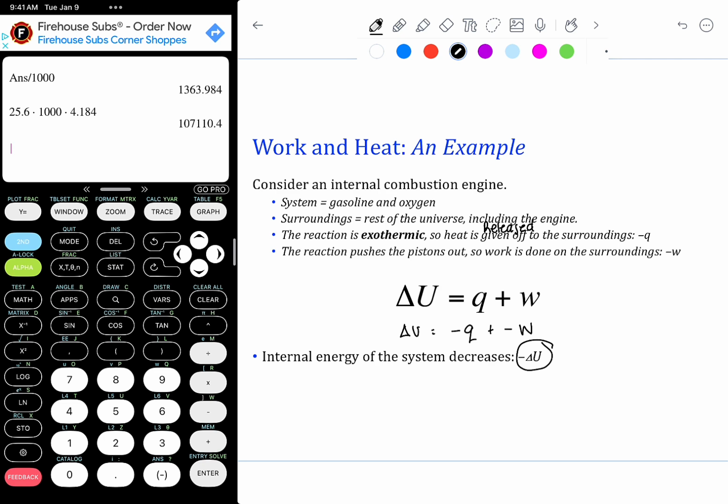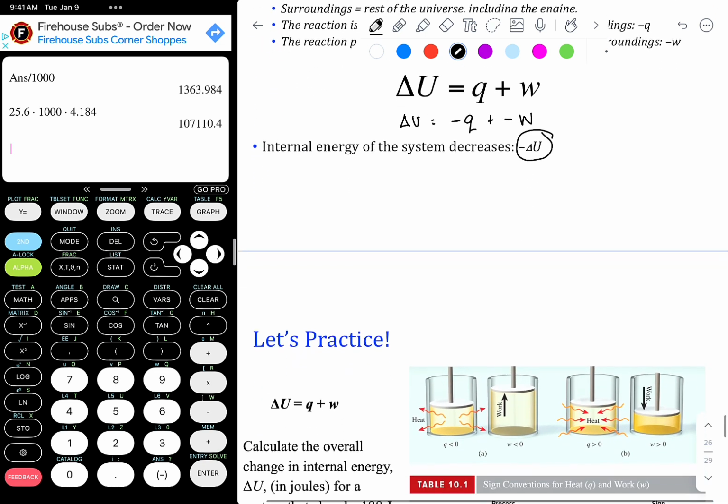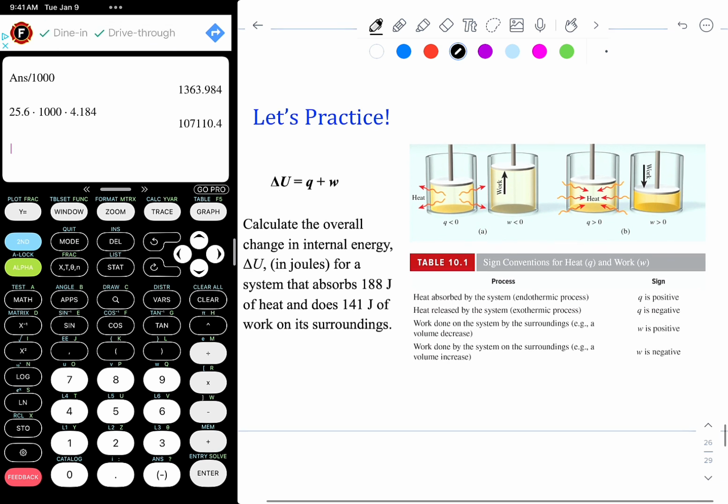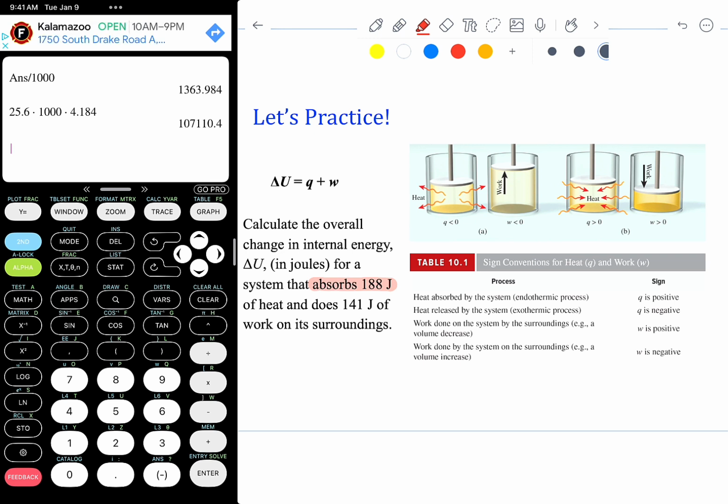Okay, so let's put some numbers to this. Let's practice with some numbers. Calculate the overall change in internal energy, delta U, in joules, for a system that absorbs 188 joules of heat and does 141 joules of work on its surroundings.